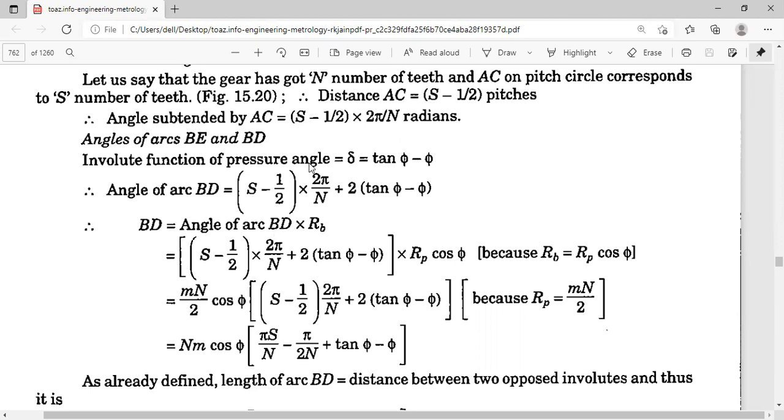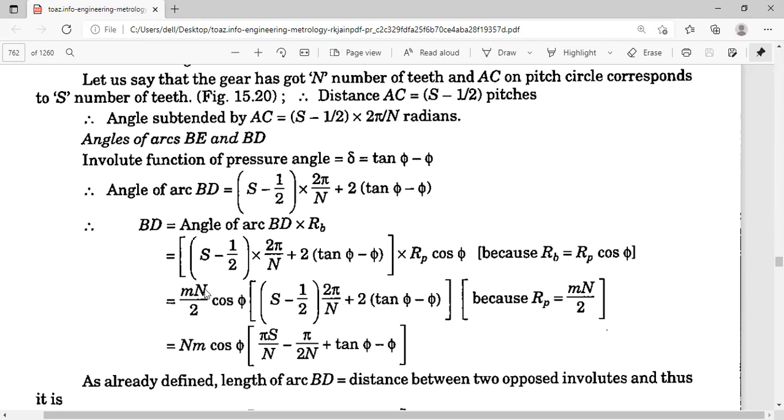It is S minus half into 2 pi n plus this value, this particular equation, plus 2 into tan phi minus phi into RP cos phi. Because already I told you RB is equal to RP cos phi. You can write it at the side of the brackets. So here we try to take into consideration what is RP. RP is Mn by 2. All this we have already discussed in the fundamentals. So that is Mn by 2 into cos phi, and this is the bracketed value S minus half into 2 pi n plus this one.